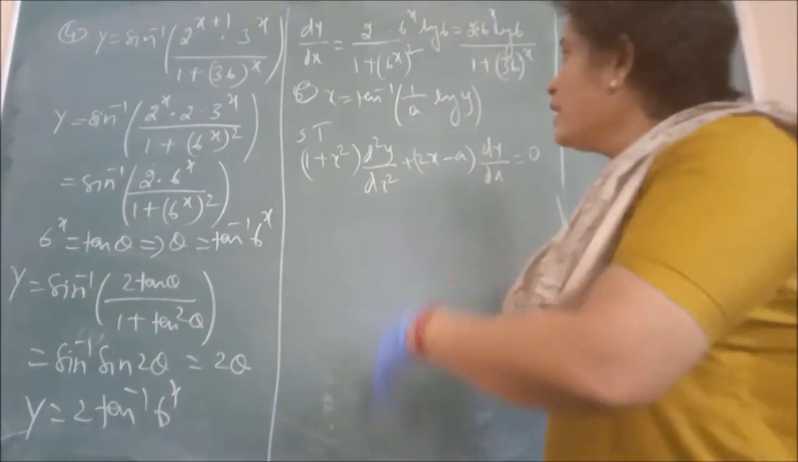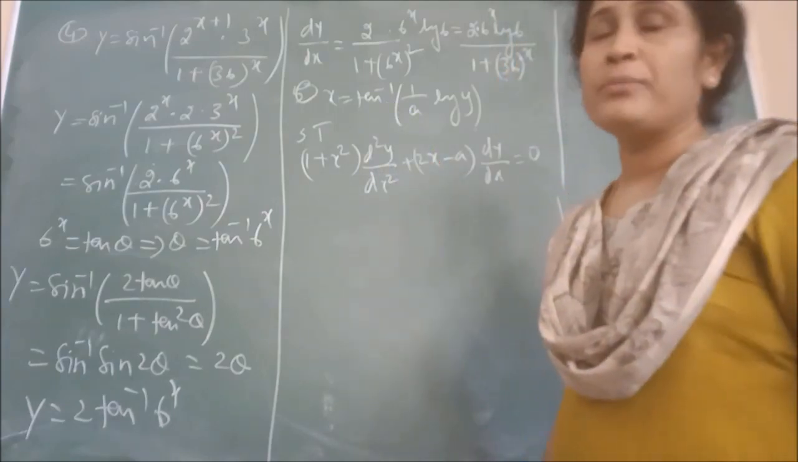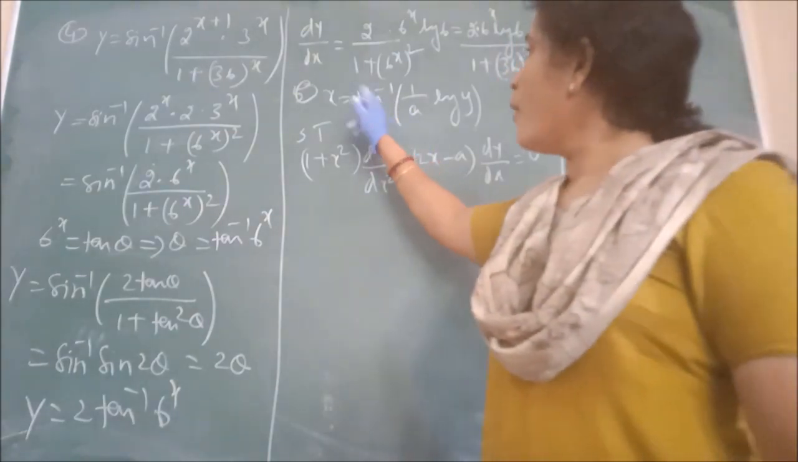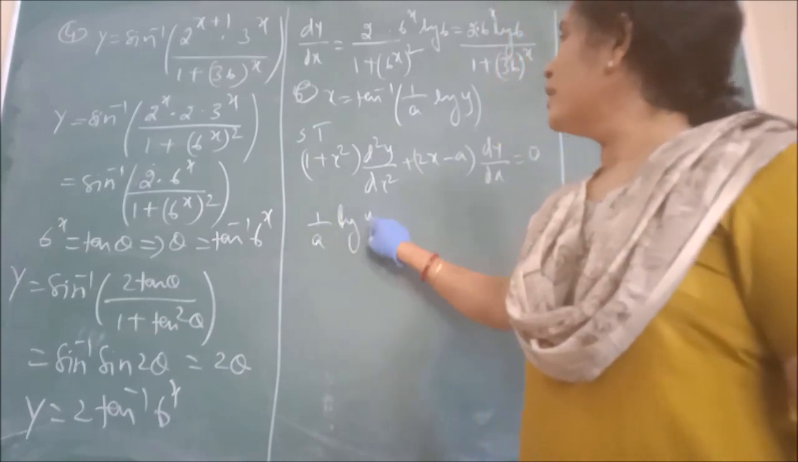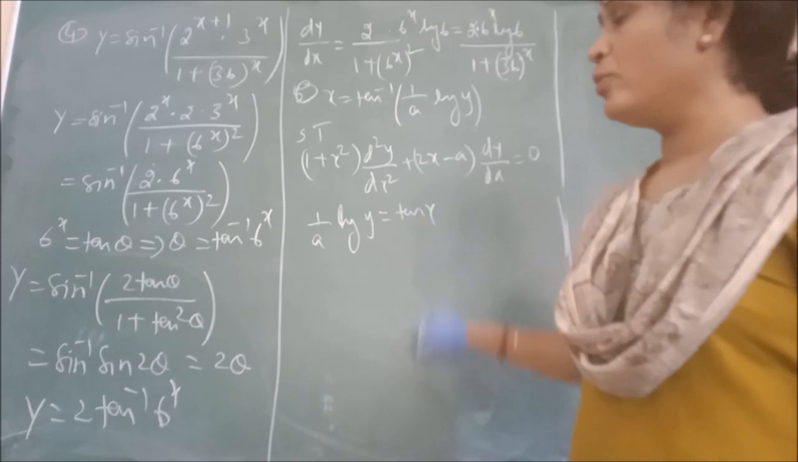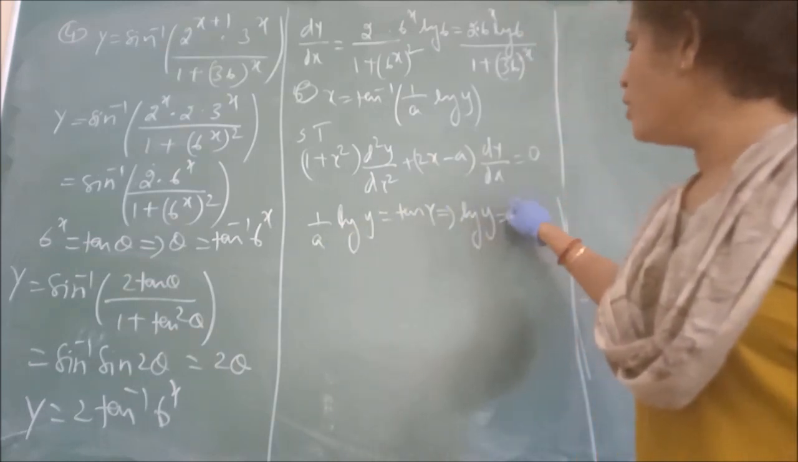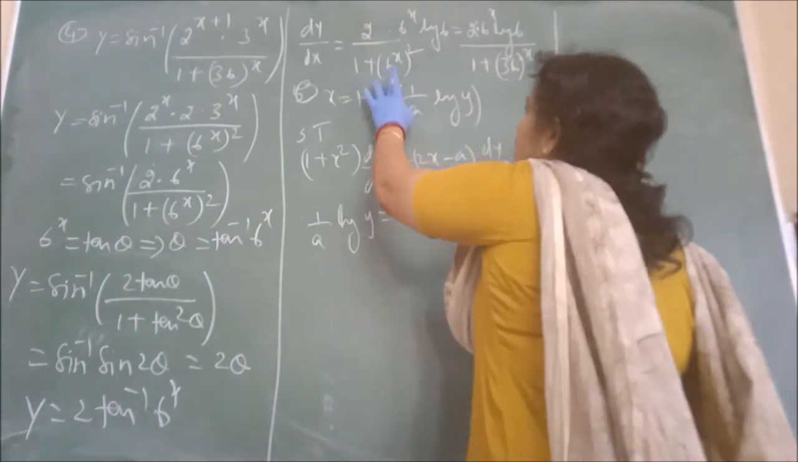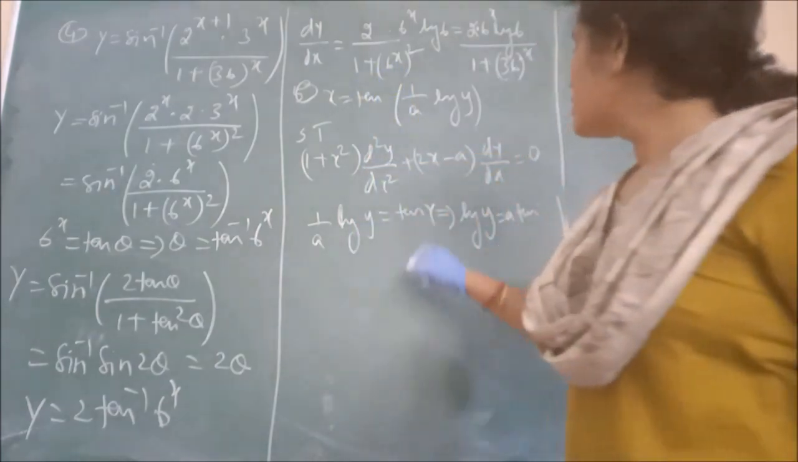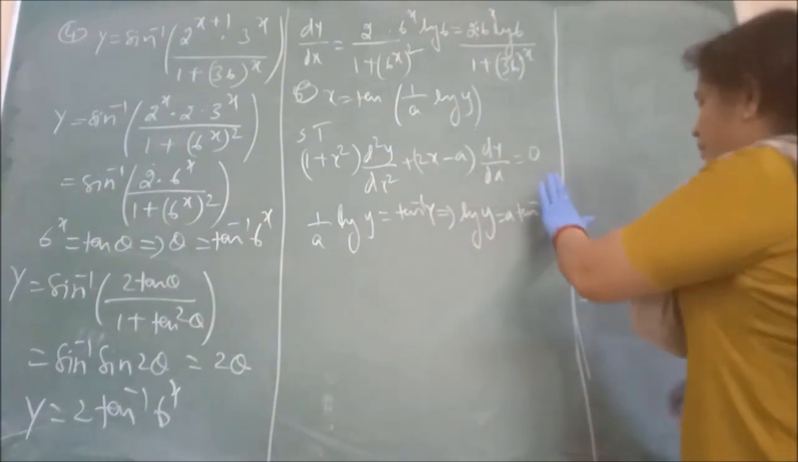Now see, what is this question? Anyhow we need dy by dx, so don't differentiate directly. First try to bring y equal to something. Now I am taking tan inverse to that side, so 1 upon a log y is equal to tan inverse x. Now a also I am taking that side, so log y equals a tan inverse x. Are you clear what I am saying?